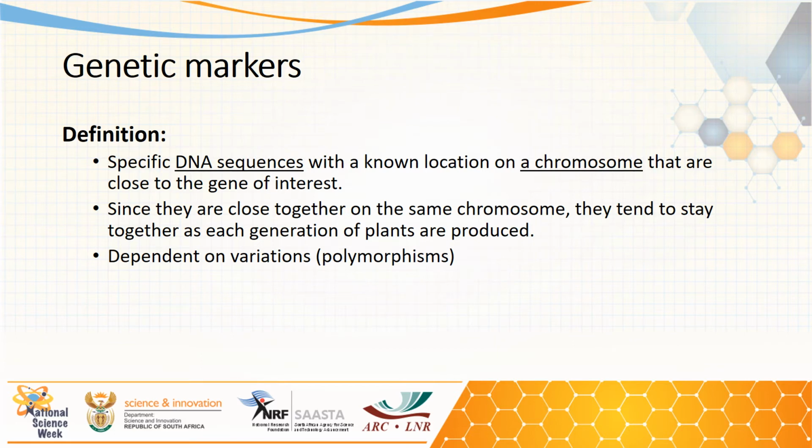Genetic markers are dependent on the existence of genetic variations or DNA sequences that differ between individuals or populations. These are called genetic polymorphisms. There are different techniques for detecting genetic variations, and the polymorphisms most often used for genetic markers include microsatellites and single nucleotide polymorphisms.